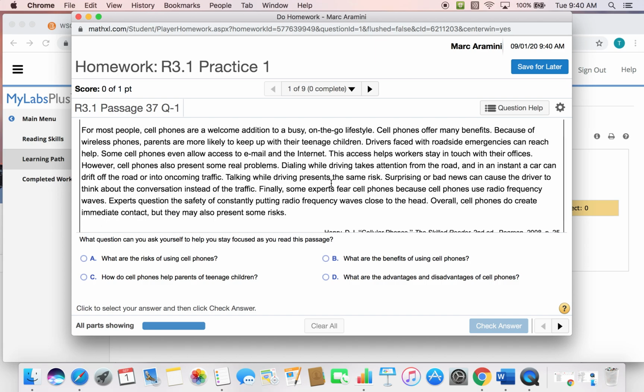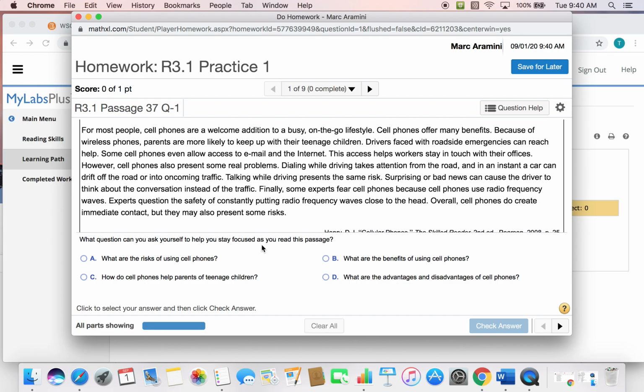Dialing while driving takes attention from the road, and in an instant a car can drift off the road or into oncoming traffic. Talking while driving presents the same risk. Surprising or bad news can cause the driver to think about the conversation instead of the traffic. Finally, some experts fear cell phones because cell phones use radio frequency waves. Experts question the safety of constantly putting radio frequency waves close to the head. Overall, cell phones do create immediate contact, but they might also present some risks.